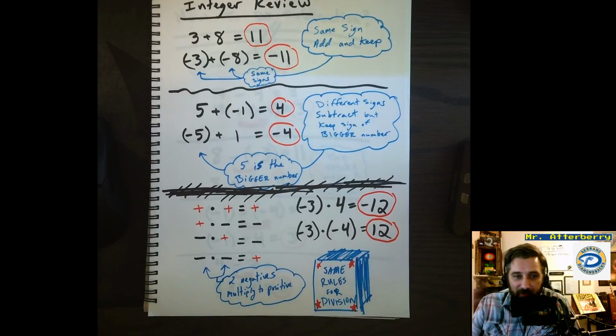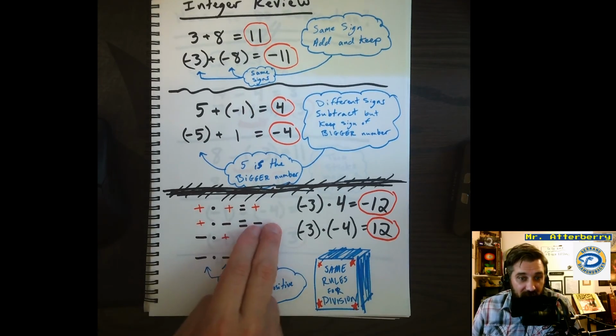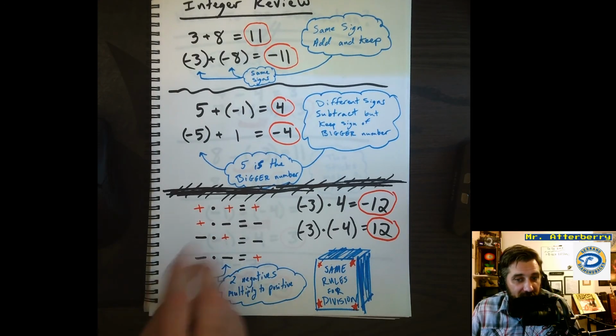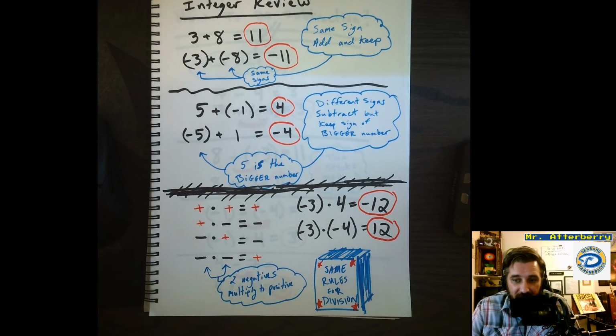And then lastly, multiplying and dividing follow the same exact rules as each other, but they're different than adding and subtracting. So for multiplying, 2 positives make a positive and 2 negatives make a positive. But when you only have 1 negative and 1 positive, that's when it equals a negative.